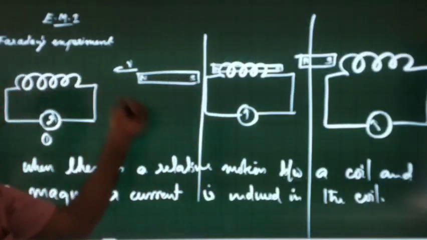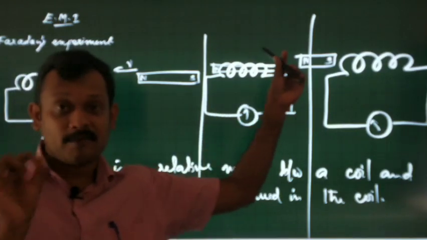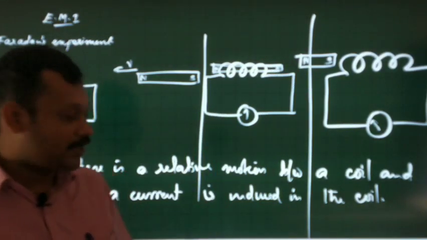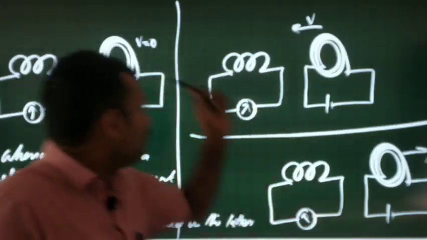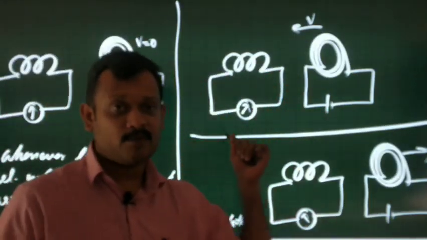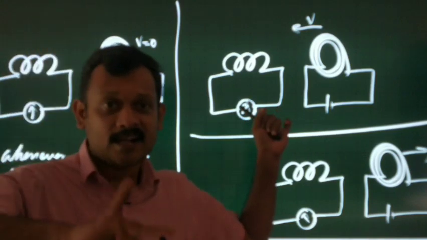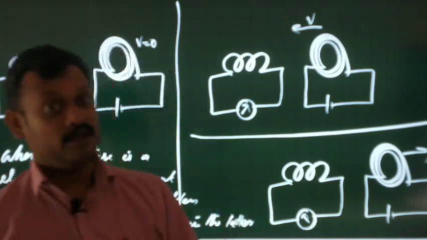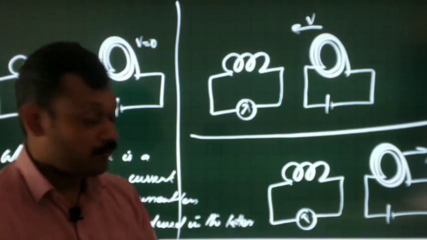Now, let us come back to all these observations once more. In the first case, whenever there was a relative motion between the magnet and the coil, a current was induced in the coil. In the second case, whenever there was a relative motion between a current carrying coil and a currentless coil, a current was induced in the currentless coil, where initially no current was there.